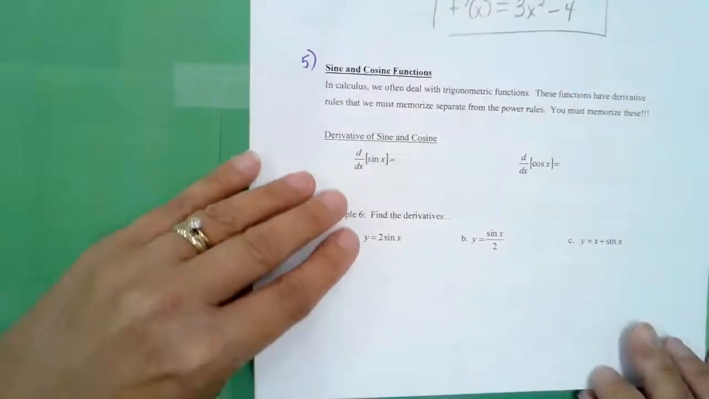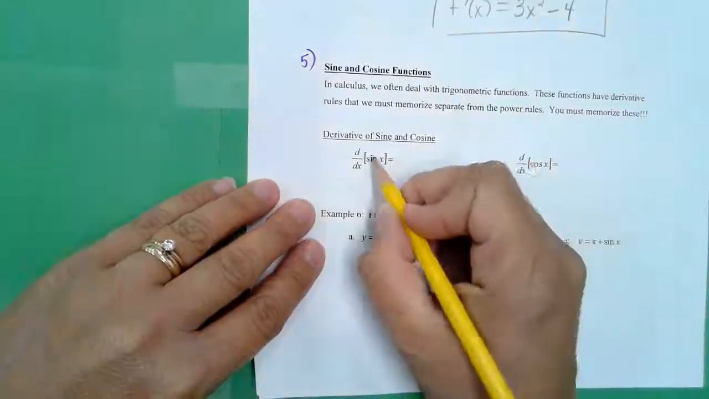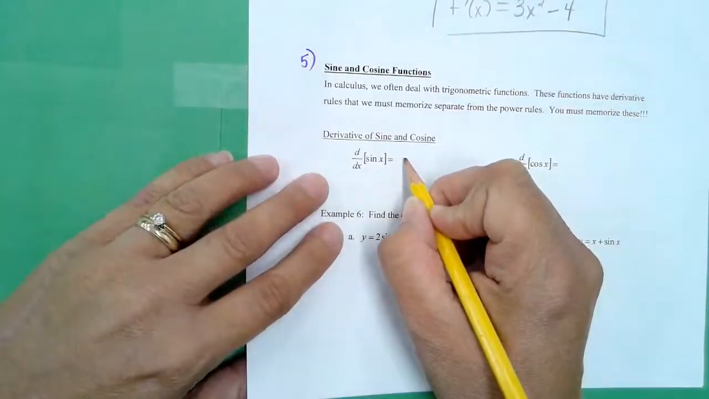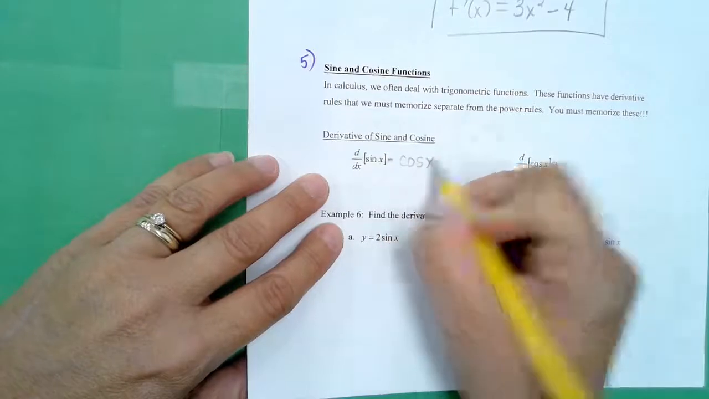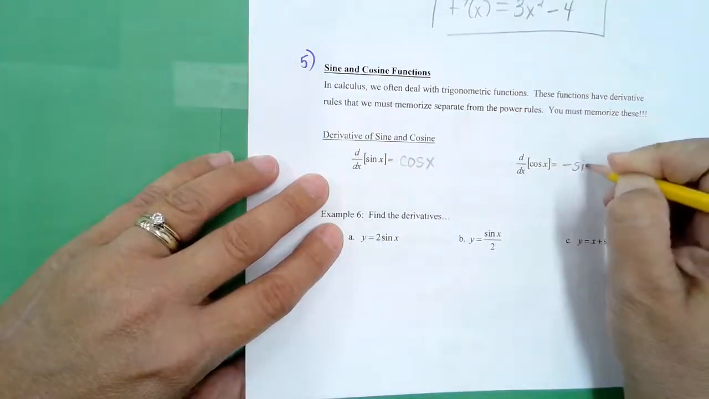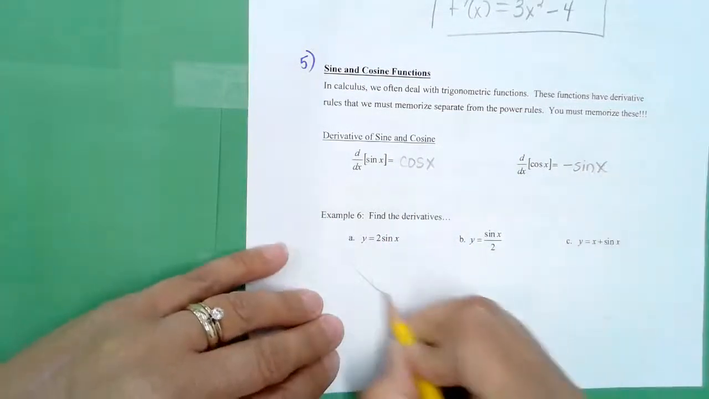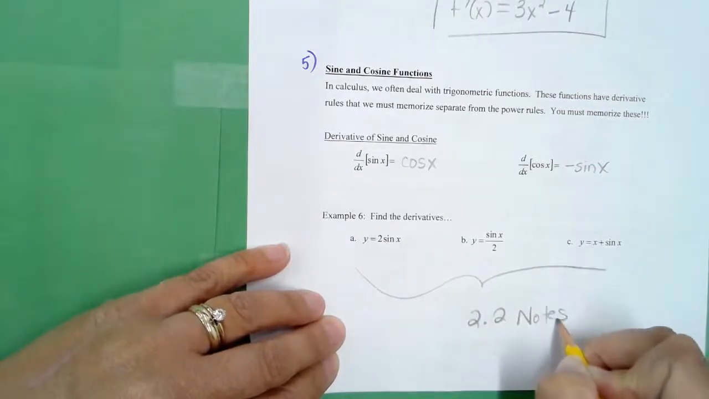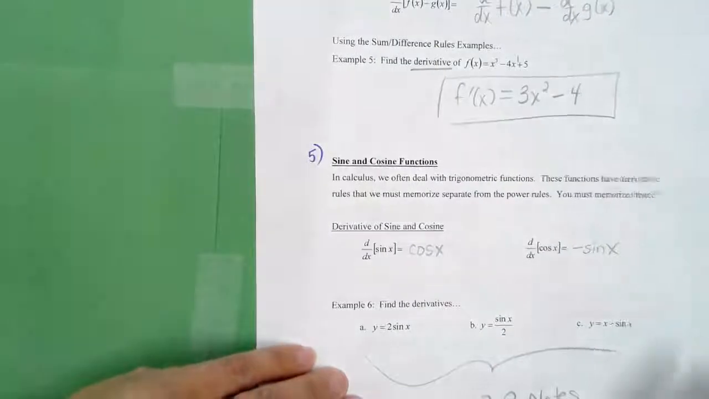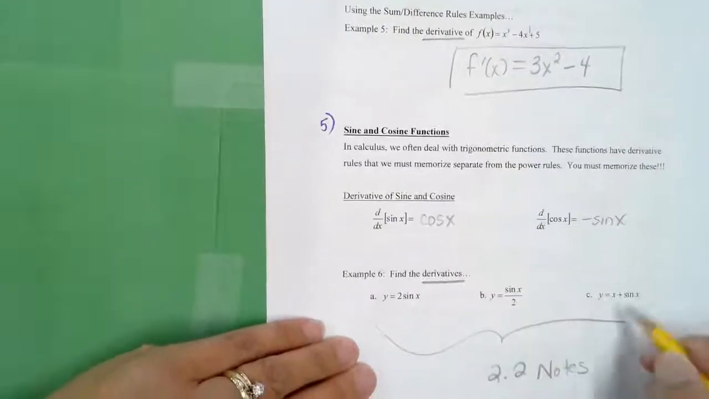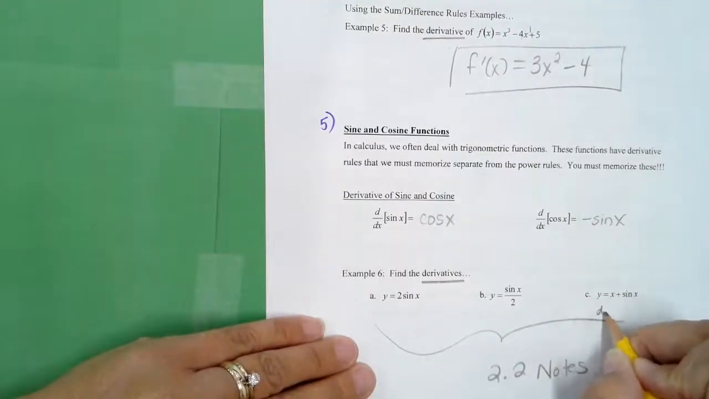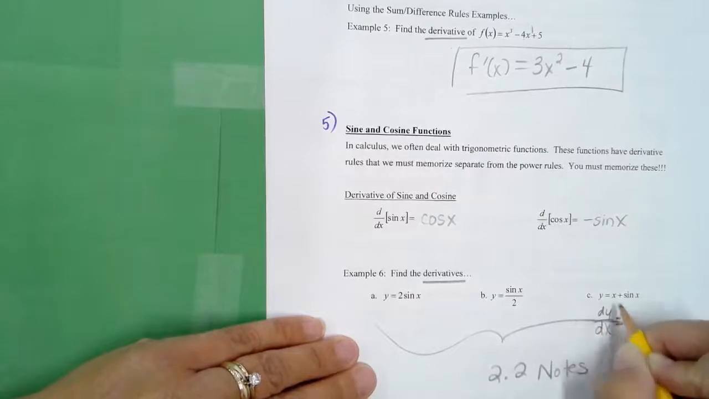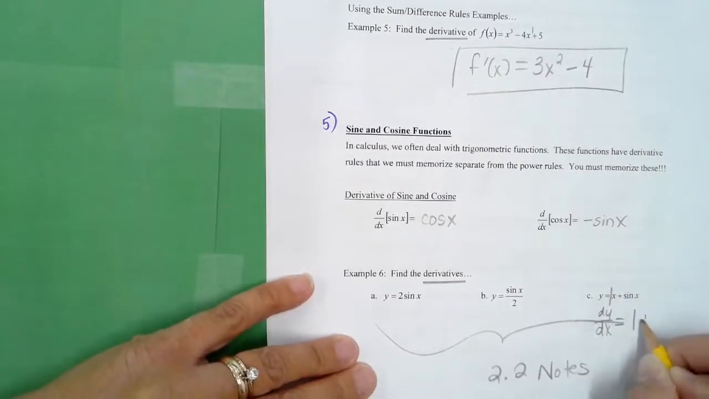Sine and cosine. I had given you these the other day. I'm going to rewrite them again. Derivative of sine is cosine. The derivative of cosine is negative sine. Again, these were in the 2.2 notes that you can reference. Finding the derivatives, let me just do that one really quick. This one is dy/dx is equal to, because there's a 1 here, 1 plus cosine x.